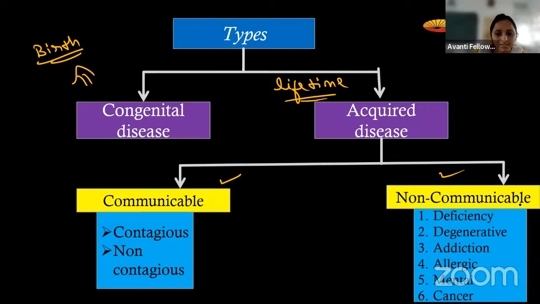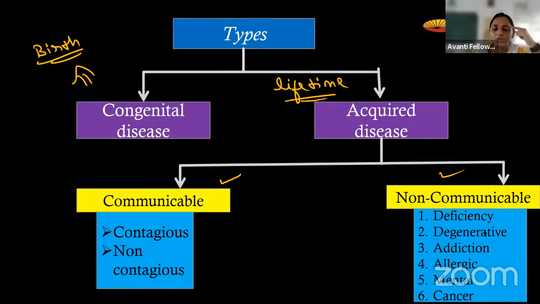For example, deficiency syndromes. If you have a protein deficiency, you will get the marasmus disease, right? That is not going to be transmitted to another person. That is a fault in you: you are not eating proteinaceous food, because of that you have got marasmus. In children you usually get marasmus. That is not going to be transmitted to another person.